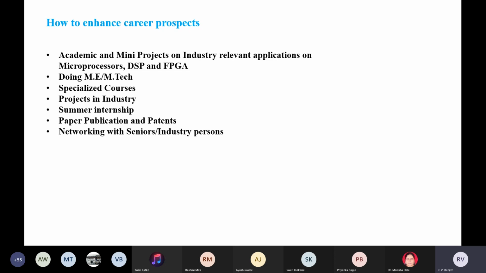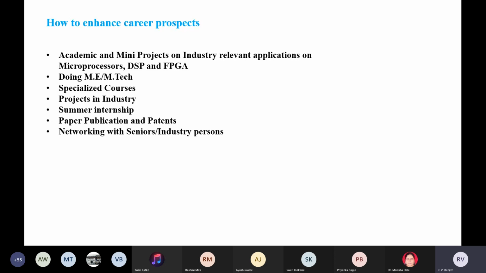That's mandatory. You really need to learn these things. And doing your ME or MTech is also highly beneficial. If you want to work in the core domain, you can do it while you're working, or you can do it after your engineering. You can do various courses, I'll talk on that soon. Doing projects in industry or a summer internship is also a good option. We can also think of publishing papers.